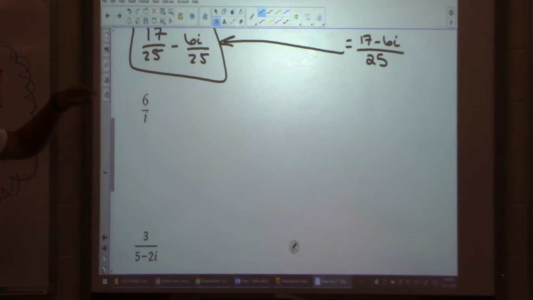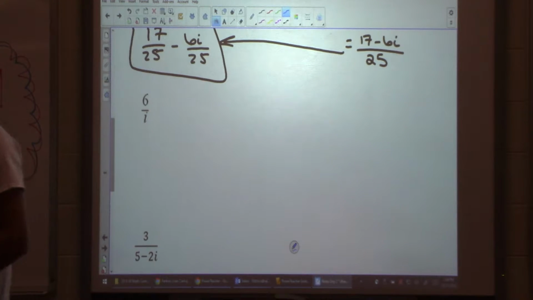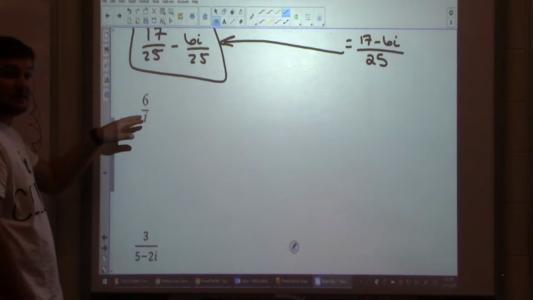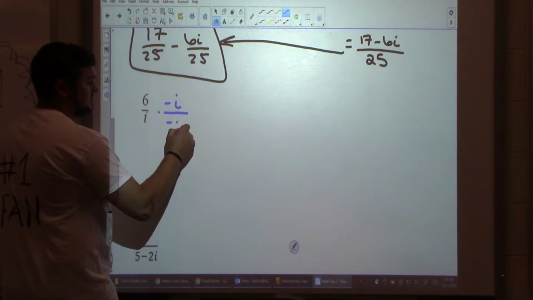So 6 over i. Same thing, I want to make sure my denominator does not have any i's in it. So I need to multiply by the complex conjugate of that denominator. Well, what's going to be the complex conjugate of i? Negative i, right? This is just like 0 plus i. So the conjugate would be 0 minus i or negative i.